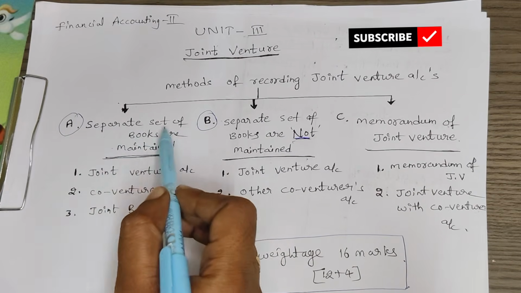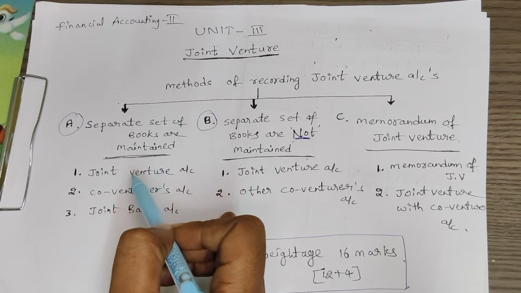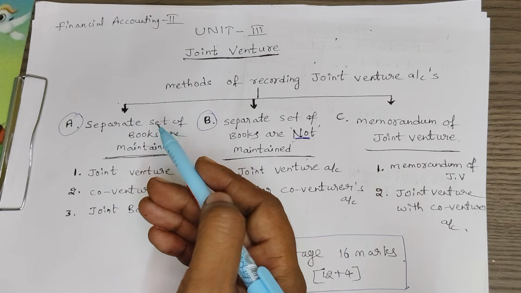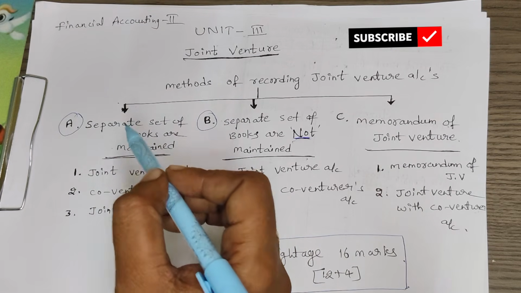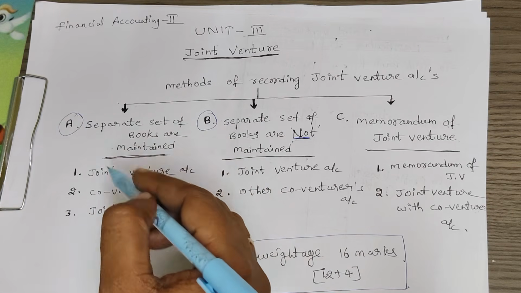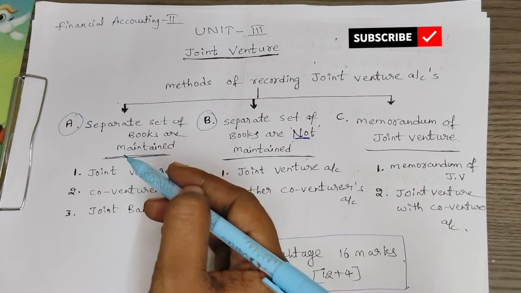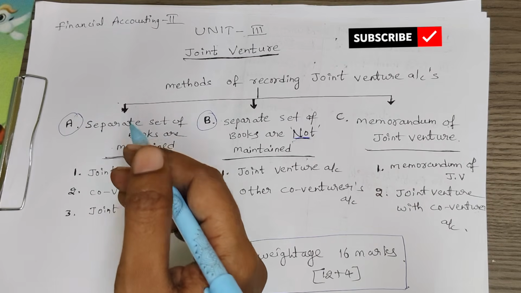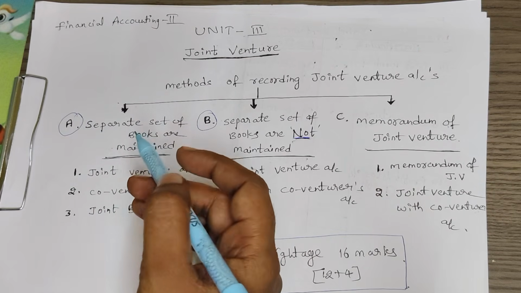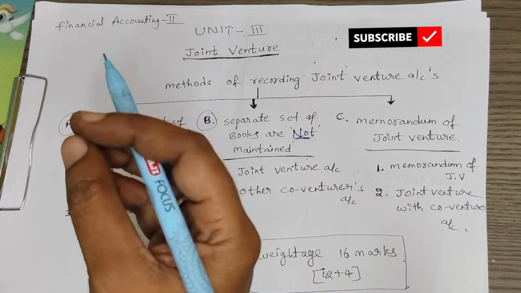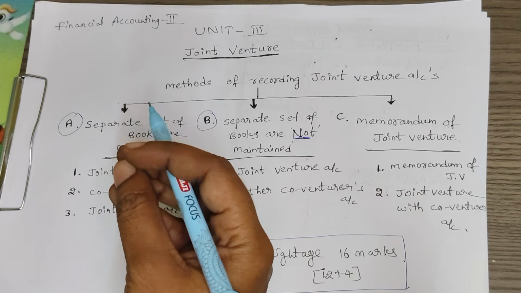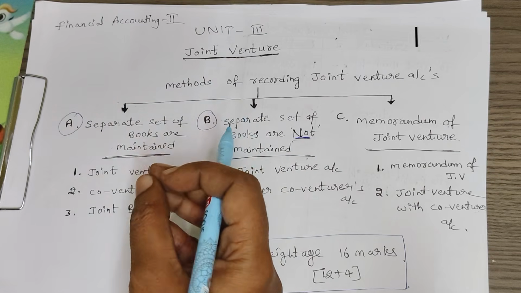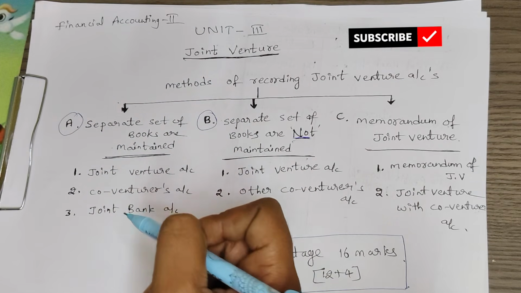So first one is separate set of books are maintained. Who will maintain those books? Under this method, an accountant is appointed by the co-venturers. Co-venturers are nothing but the temporary partners in a joint venture. So by the co-venturers, one person is appointed. He is called the accountant. The accountant maintains 3 accounts.